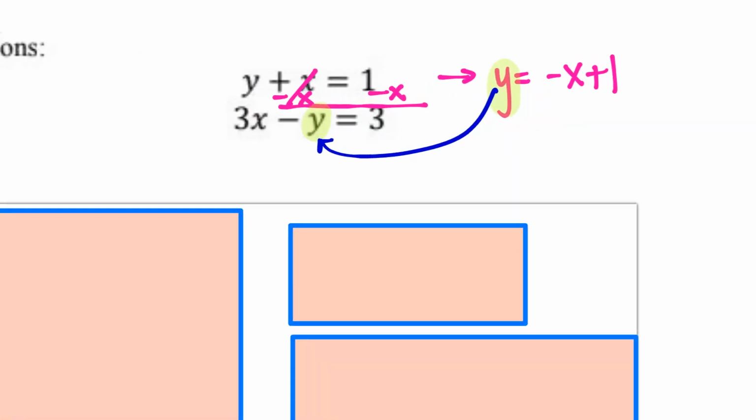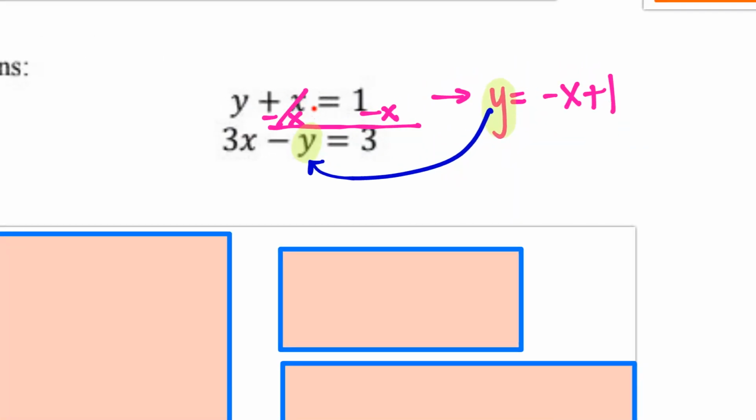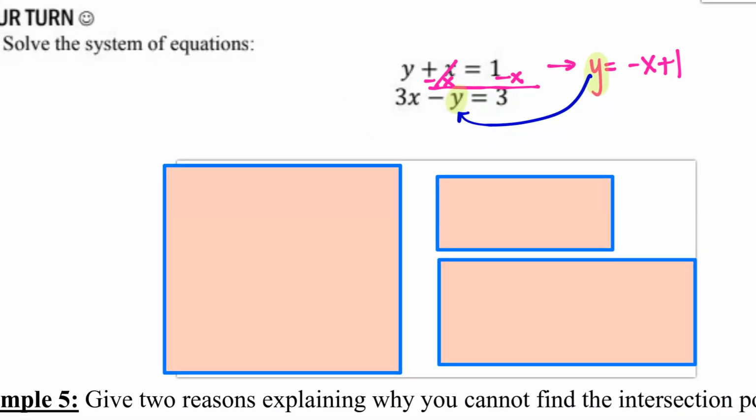One of the first things I did was identify that I wanted to solve for y. I wanted to get this y by itself. The easiest way to do that was to subtract the x over. By subtracting the x over, I get y equals negative x plus 1. And I can now substitute that y into my second equation below.